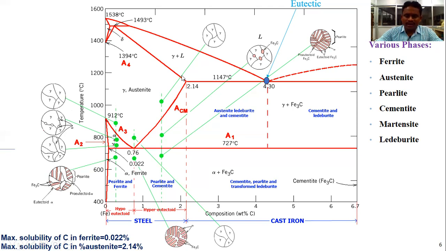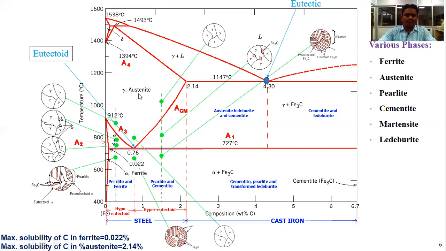And another important invariant reaction is the eutectoid reaction. Upon slow cooling, the austenite transforms into ferrite and cementite, which is called pearlite, and it occurs at a temperature of 727 degrees centigrade and at a carbon percentage of 0.76% of carbon. Generally, pearlite is bright in appearance and has a plate-like crystal structure.